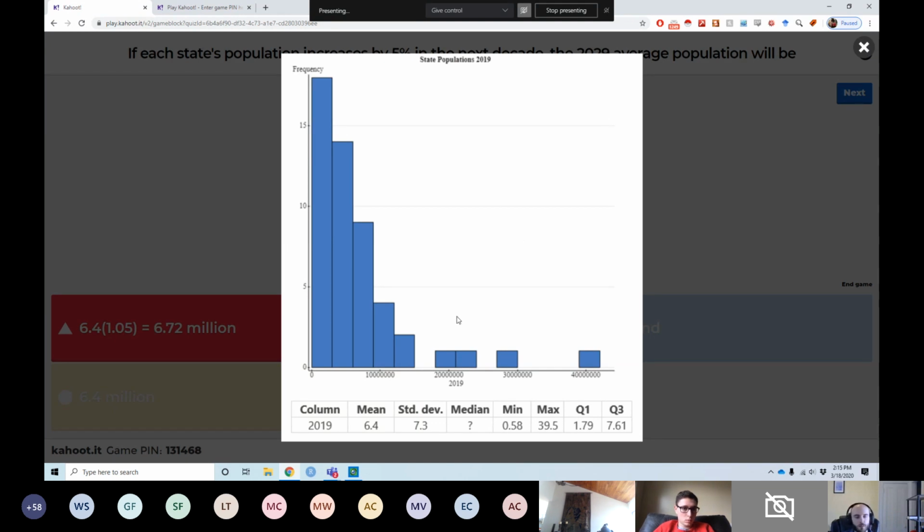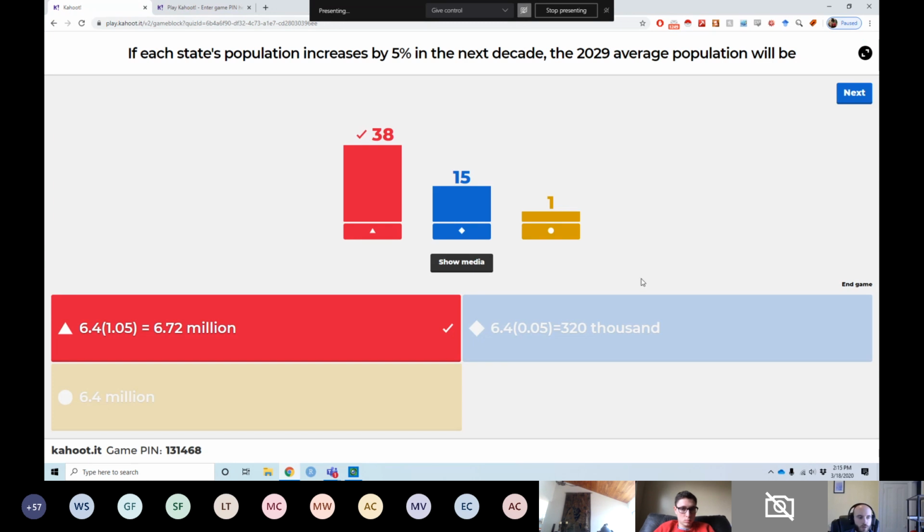So it's increasing by 5%. Increasing means that it's growing, getting bigger. So if we're multiplying it by 1.05, it's increasing by 5%. So we're going to multiply 6.4 by 5% to get this 320,000. And then since it's increasing, that's how much we're adding to it. So we take our old amount, 6.4, add this 320,000 to it to get the 6.74 million.